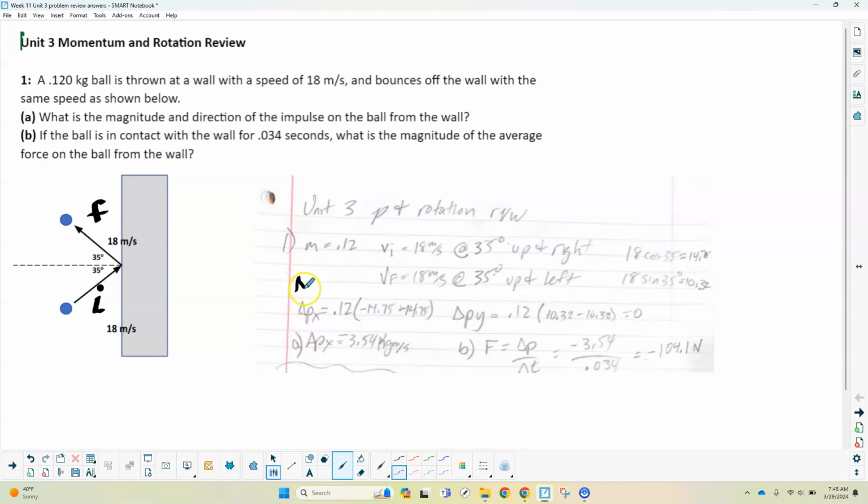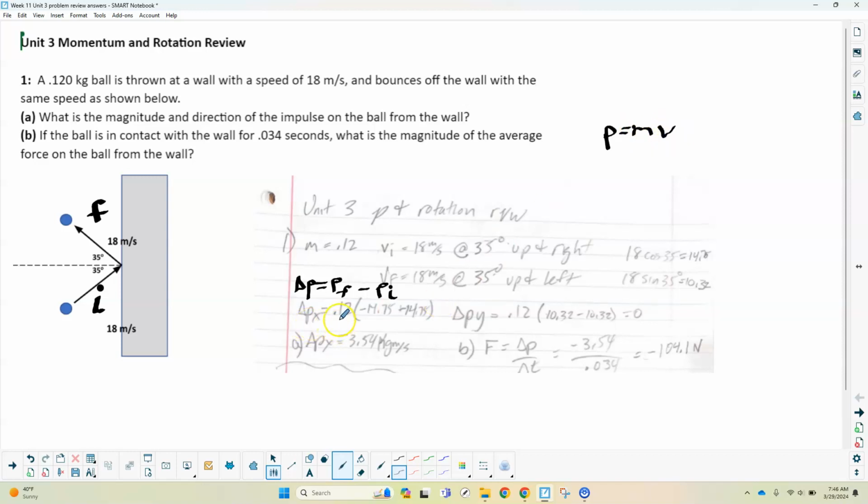I used the change in momentum. So delta P is equal to the final minus the initial. So the final momentum minus the initial. Again, for momentum, it's just mass times velocity, so that's not overly complicated. Also, because the mass is not changing, I just factored it out. So I basically used P equals mv twice in each direction to determine the overall impulse.